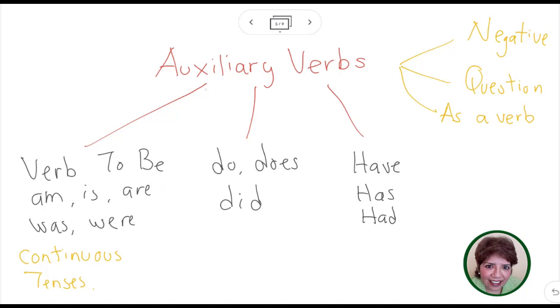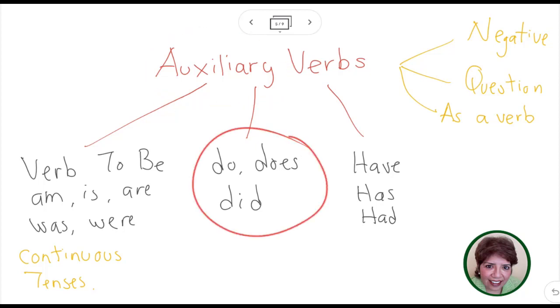Pero funcionan como verbos auxiliares cuando los trabajamos con, por ejemplo, el verbo to be con los tiempos continuos. I am playing, I am not playing, I was playing. Y allí en ese momento te está diciendo si la oración está en presente, en pasado, si es negativa o si es pregunta. That's the reason because it's an auxiliary, el verbo to be.